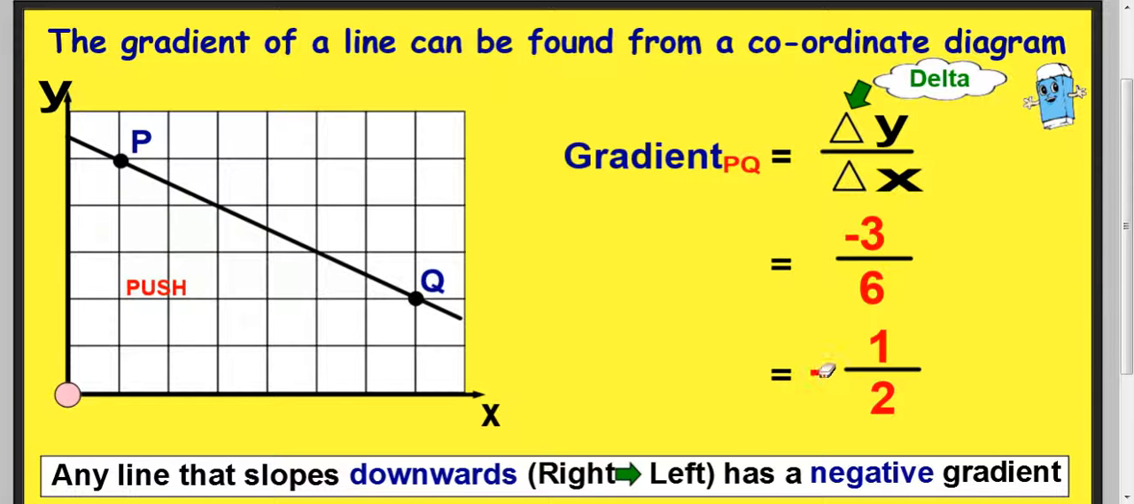Now some people ask about where does the negative go. Does it go at the top? Does it go at the bottom? I tend to just put it out at the side. Either the side or nearer the top. I tend not to go near the bottom. So the gradient of this line is negative a half.